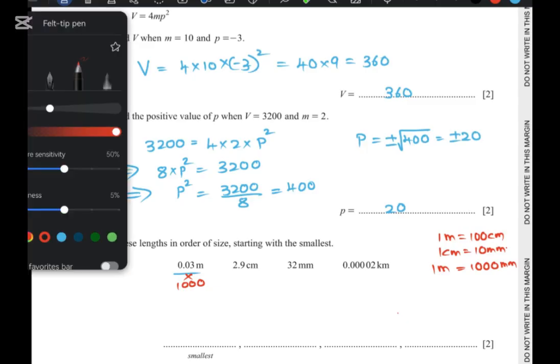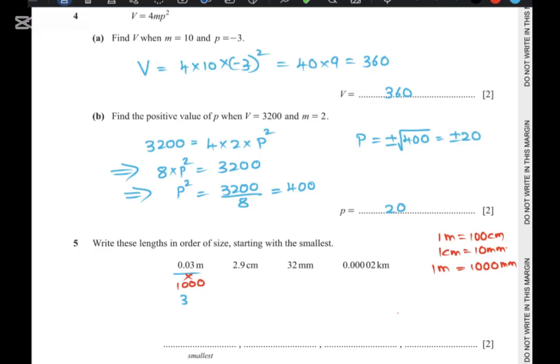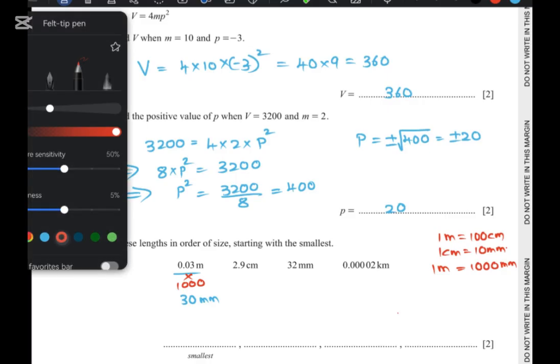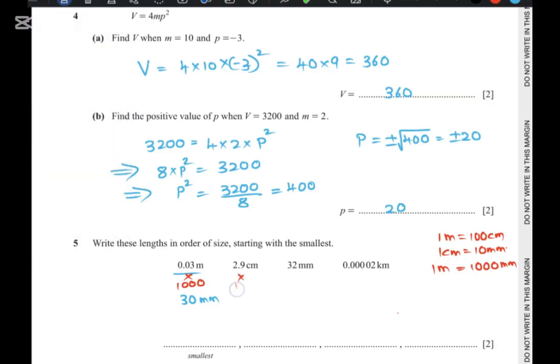If I multiply with 1000, the decimal moves 3 places to the right. There are 2 decimal places already, so we have to write one more number, that is 0. So this is 30 millimeters. Next, 2.9 is in centimeters. If I convert 2.9 into millimeters, I need to multiply with 10, because 1 centimeter is 10 millimeters.